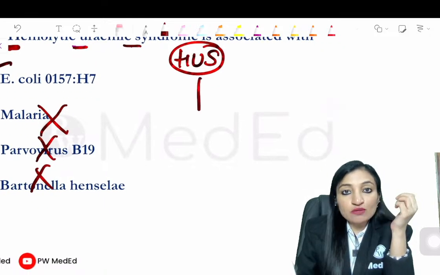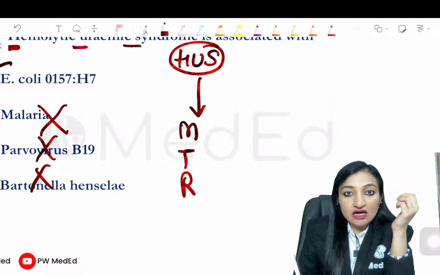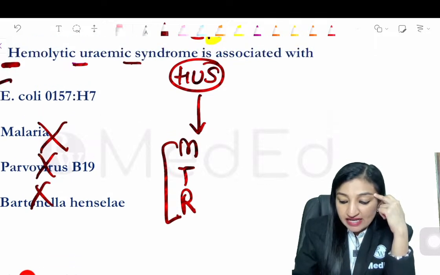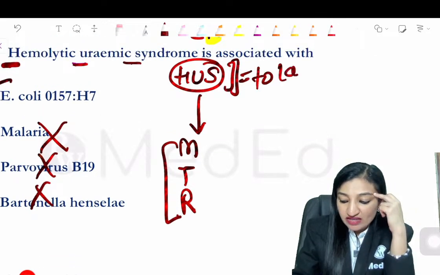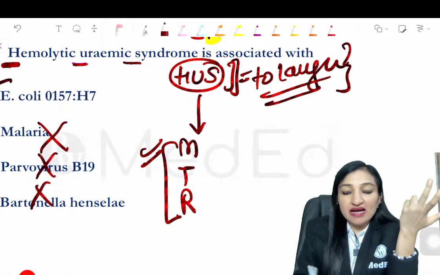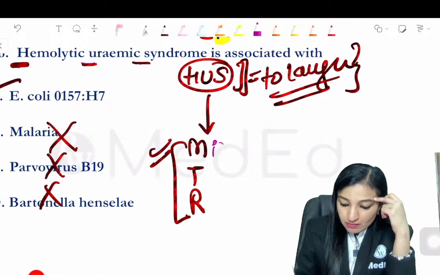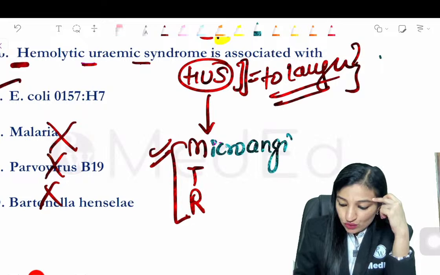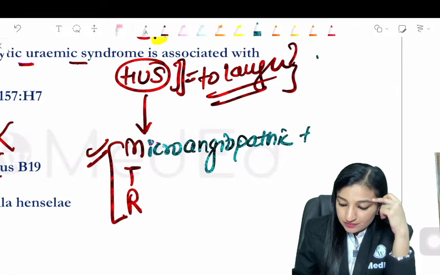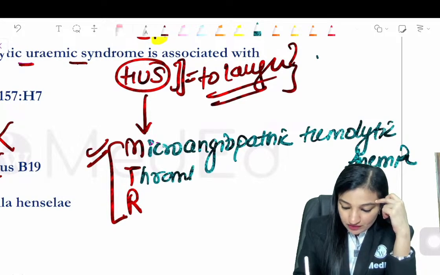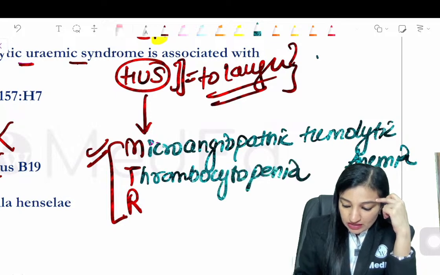Now HUS, hemolytic uremic syndrome, is characterized by the triad of, remember, MTR. Now MTR is a famous brand of ready to eat meals, and HUS in Hindi means hasna, to laugh. So just remember, have a good time, laugh and eat good food, meaning MTR packets. M stands for microangiopathic hemolytic anemia. T stands for thrombocytopenia, and R stands for renal failure.